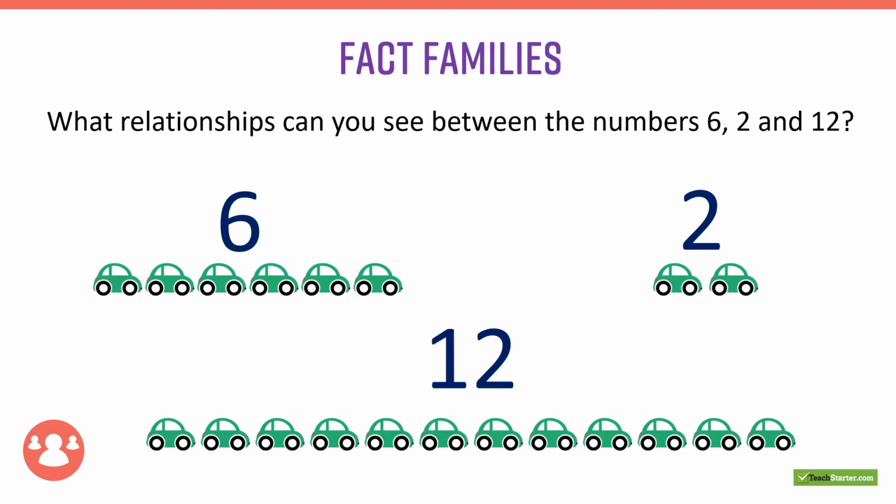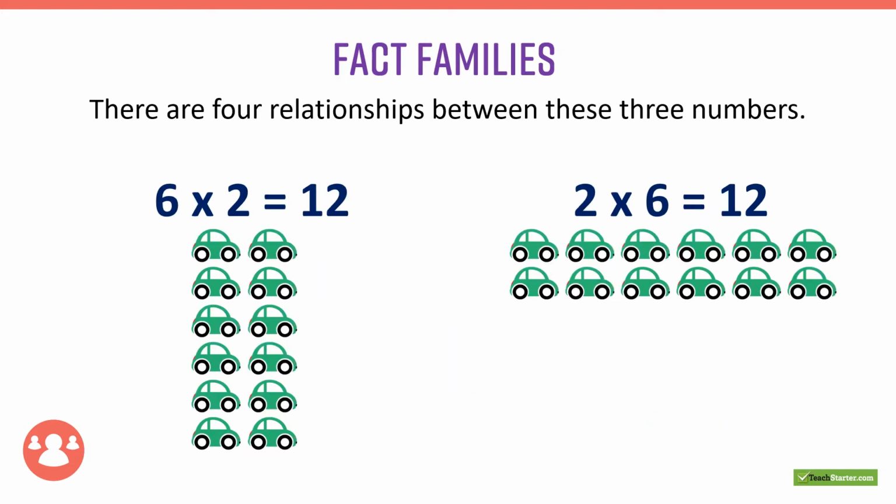So we have three numbers here, 6, 2, and 12. So our job is to try and notice the relationship that they have together. So think about how can we use multiplication to multiply two of these numbers to get the other number? And how can we use division to divide one of these numbers by the other, resulting in our answer? So remember, we're only ever using these three numbers when we're creating our four number sentences. What is really important to remember when we get these three numbers is that they have four relationships between them.